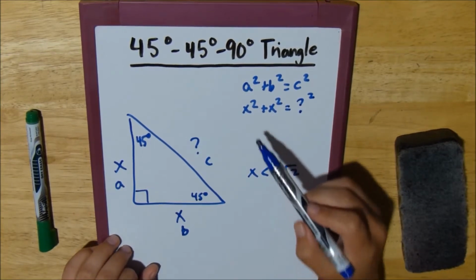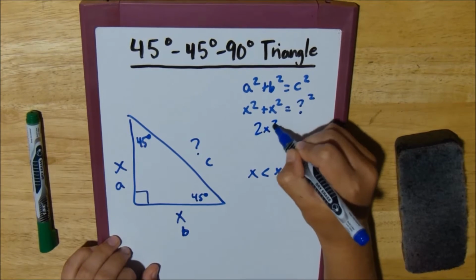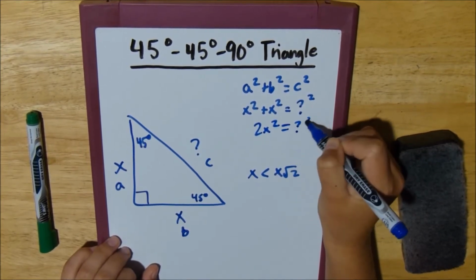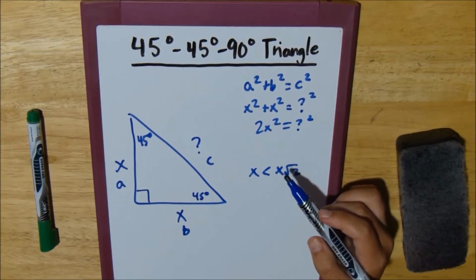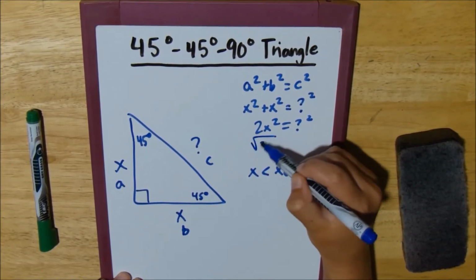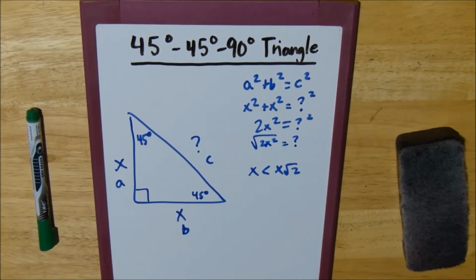Now, you can add x squared plus x squared to get 2x squared, and then we would just take the square root of this entire thing, right? The square root of 2x squared equals question mark. Now, here's where you have to simplify a little bit.